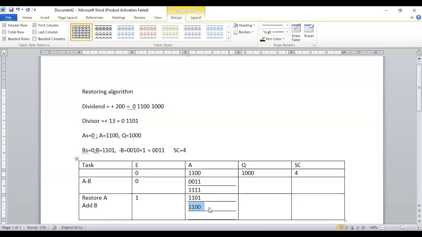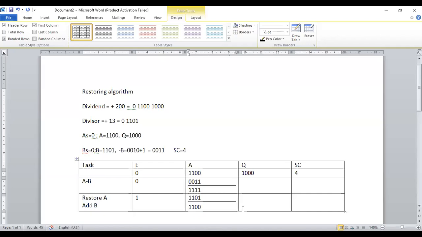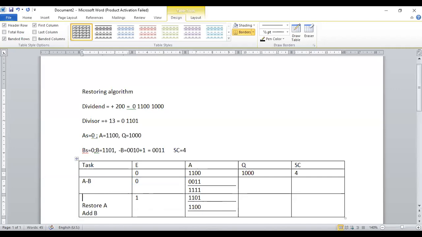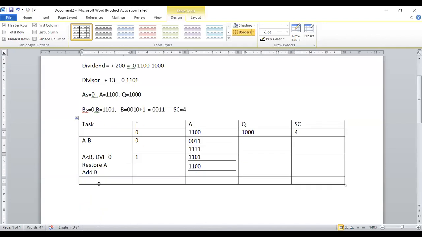We have restored A, and after this what do you have to do? It means the upper 4 bits of your dividend are less than B. Since E is 0, it means A is less than B. So it means your DVF is 0. Division overflow is 0. We can perform the division by restoring A, meaning we are adding B. We got our initial conditions back. Now from here the actual loop starts.